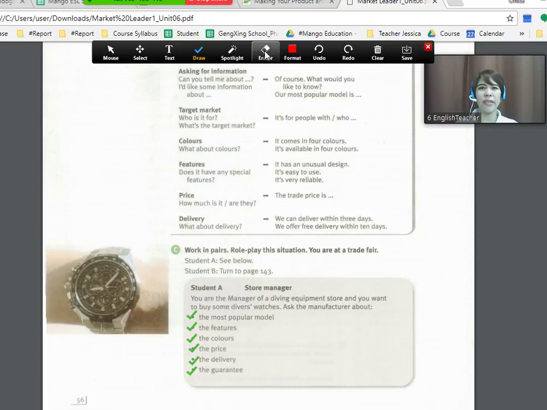Okay, very good. That was a good job, guys. You were able to have a role play about the different situations in a trade fair. I like how you used all of the information below about the diving equipment, and you wanted to buy a diver's watch. What is the model, the features, the colors? I like it when you use waterproof, colors, price, delivery, guarantee, and other information.